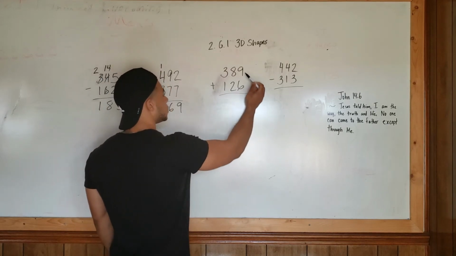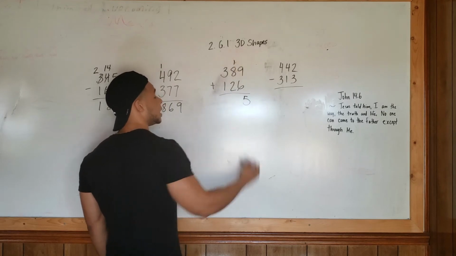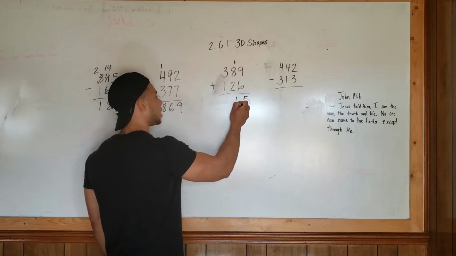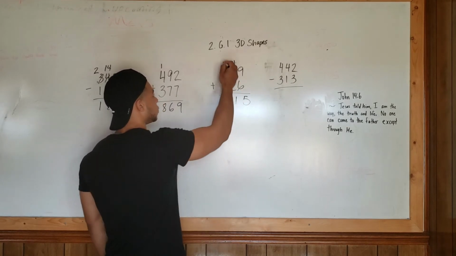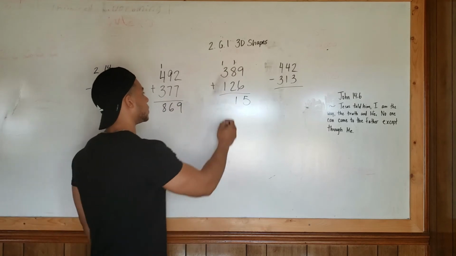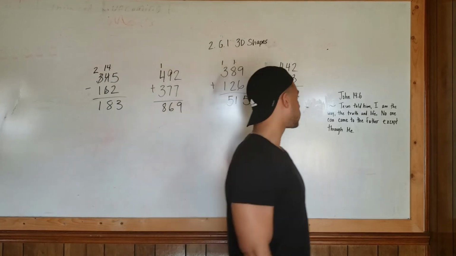Let's go over another addition one. Starting in your ones place, you got 9 plus 6. 9 plus 6 equals 15. Put down your 5. Carry your 1. 1 plus 8 equals 9. 9 plus 2 equals 11. 11, you cannot put 11 in the tens place. You're going to have to regroup, double regroup on this one. 1 plus 1 equals 2. 2 plus 3 equals 5. 515 for that one. And let's go on to your last one, subtracting again.